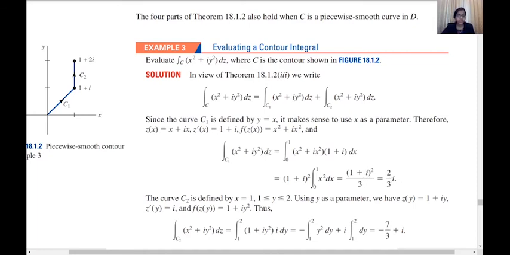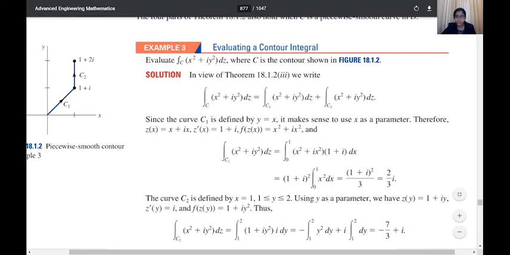Okay, now let's move on to the next curve, that is curve c2. Curve c2 is traveling from the point 1 plus i to 1 plus 2i. So here 1 is fixed, that is x is equal to 1. So what we do is we use y as a variable, that is x is equal to 1, and there is a variation of y from 1 to 2. So we'll consider x is equal to 1 and 1 is less than or equal to y less than or equal to 2. So here we'll choose y as a parameter. So z of y will be nothing but 1 plus iy, because x is 1, so it is not in terms of y. So z of y is nothing but 1 plus iy.